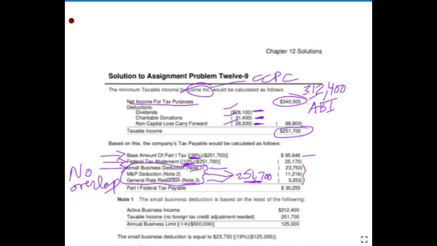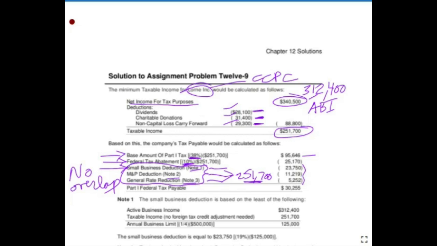But again, they can change those figures. They could tell us next year that the general rate reduction is 14%. Or M&P is 18% now. Like, these could change. So we have to continue learning the calculations and doing them, even though they might not change the answer. So in other words, you could calculate your federal tax payable and get the right bottom line answer, but not have allocated these portions correctly, and you wouldn't earn all the points.